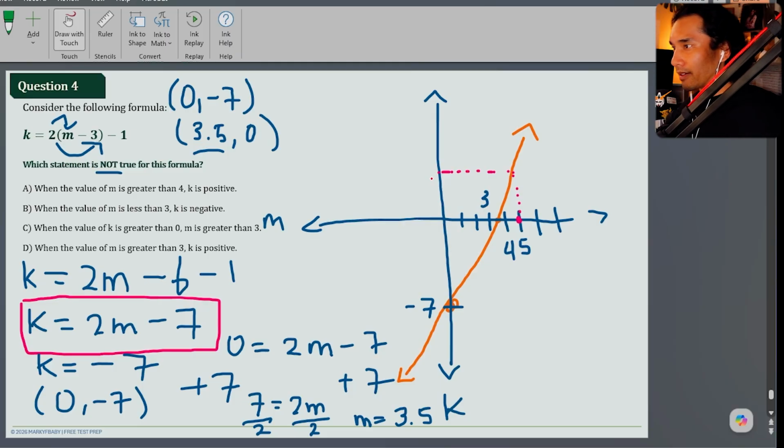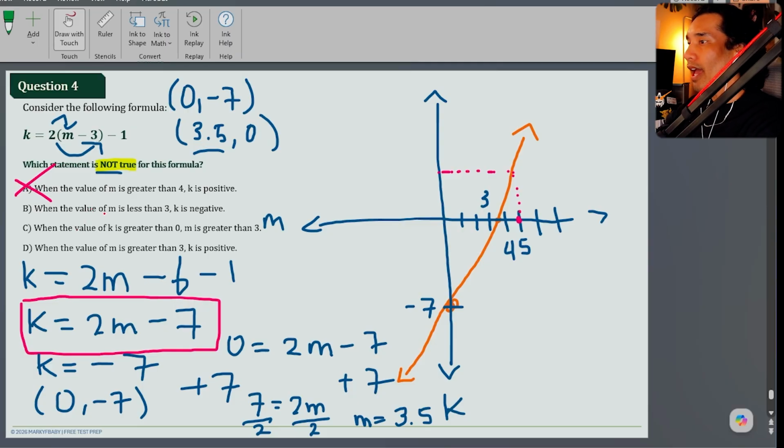Now, what does that mean? That's a true statement. But remember, we're looking for something that is not true. We're looking for something that is not true. So, given that this is true, this is the incorrect answer. Moving on to the next statement.